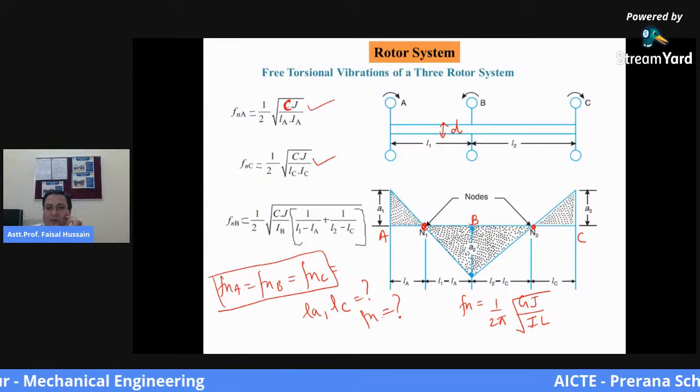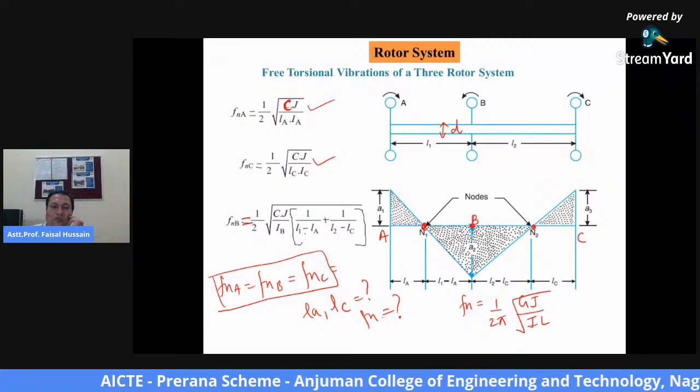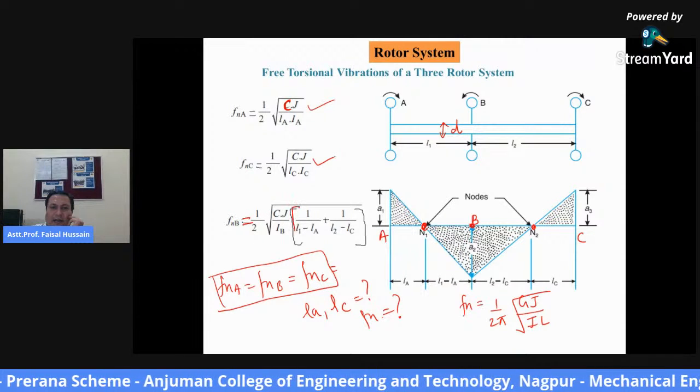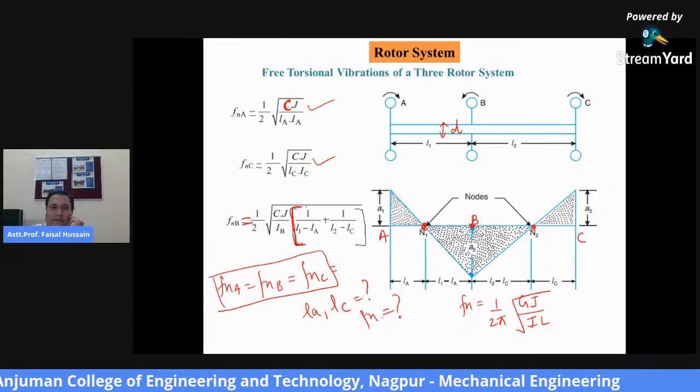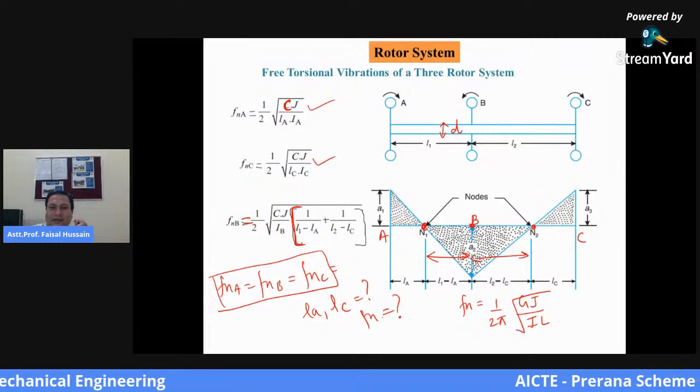But at rotor B, there are two nodes on either side. So its equation will be Fnb equal to 1 by 2 pi under root Cj upon Ib into 1 upon (L1 minus LA) plus 1 upon (L2 minus LC). This is the distance L1 minus LA, and this is the distance L2 minus LC.